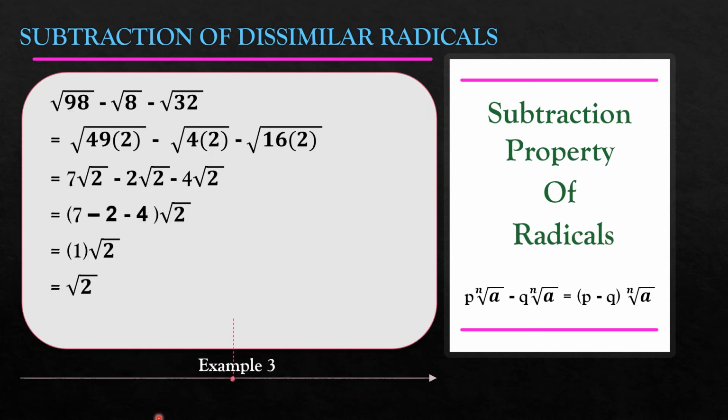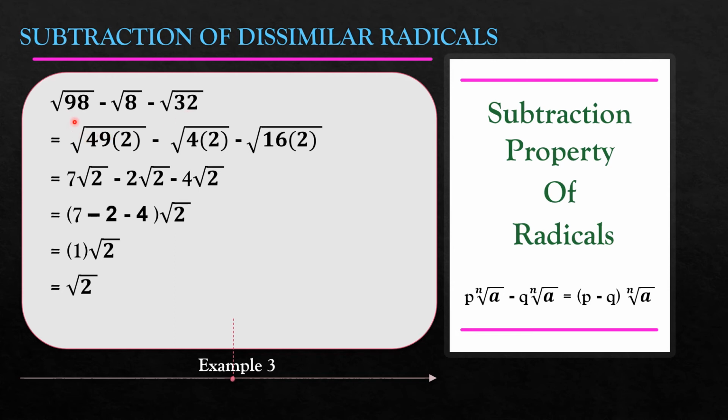In subtracting dissimilar radicals naman, just like in the addition of dissimilar radicals, we can only subtract when we are able to make them have a common radical, or make them similar radicals. So, like square root of 98 minus square root of 8 minus square root of 32, all of them are not perfect squares. But each radicand has factors that are perfect squares.